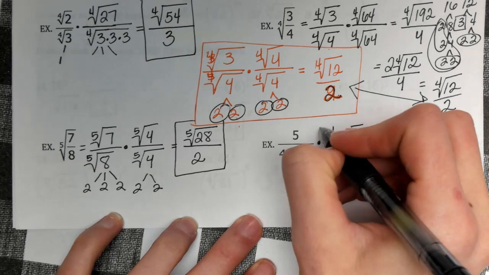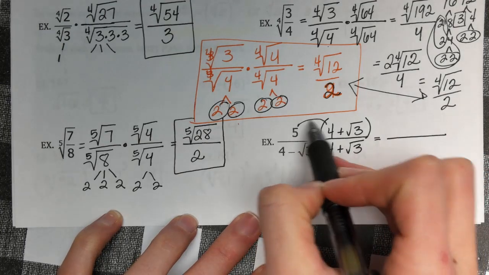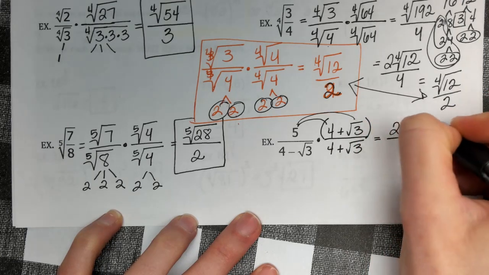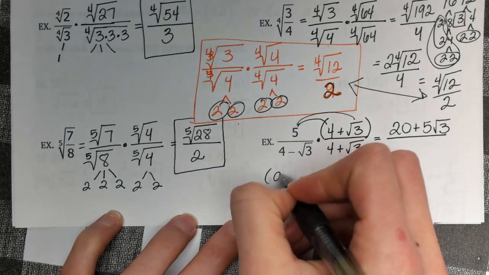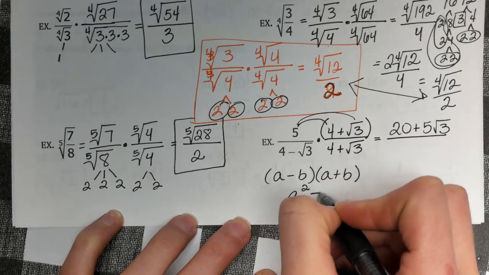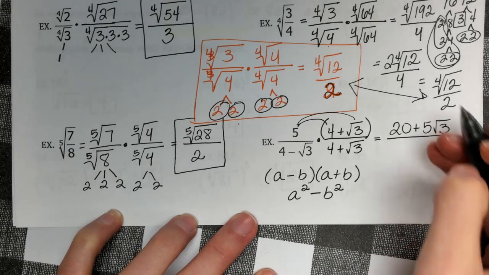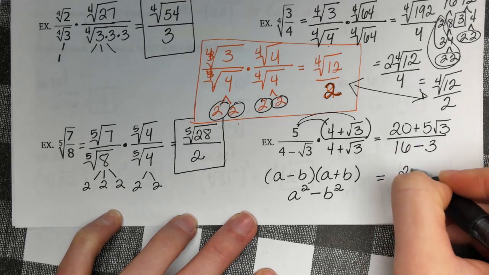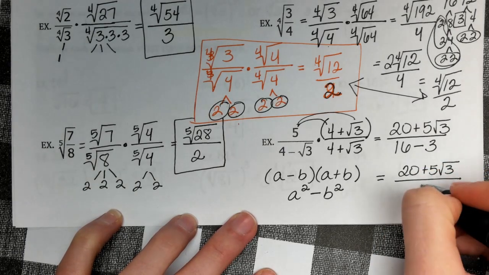So my numerator, a lot of people kind of struggled when we did this. You have to distribute. 5 times 4 gives me 20 plus 5 square root of 3. Now, my conjugate formula tells me if I have a minus b times a plus b, then that gives me a squared minus b squared. So 4 times 4 is 16 minus 3. So my final answer would be 20 plus 5 square root of 3 over.